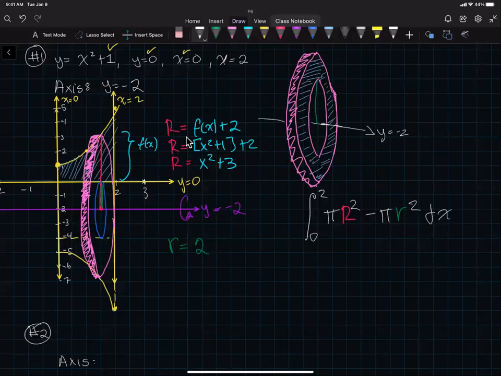Now we replace everything. So this is going to be from 0 to 2 of pi (x squared plus 3) squared minus pi 2 squared. And let's actually color code it. So 2 squared, and this is going to be red.